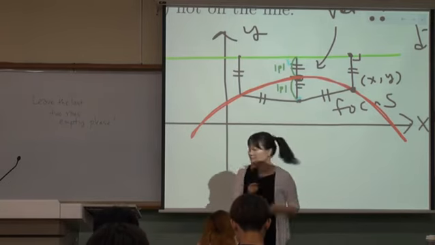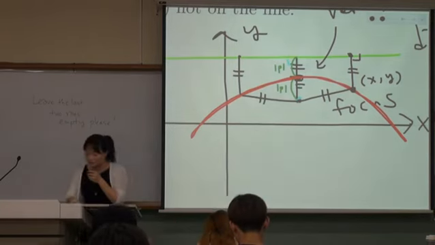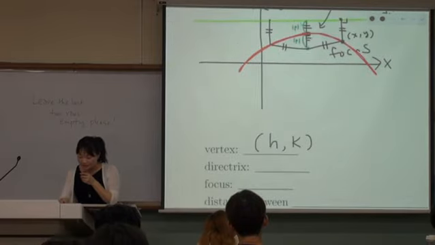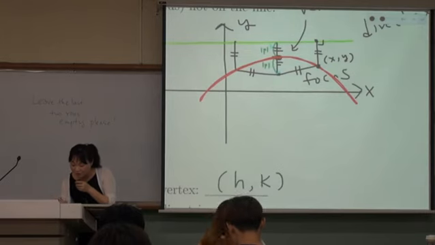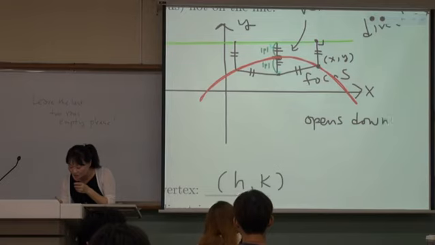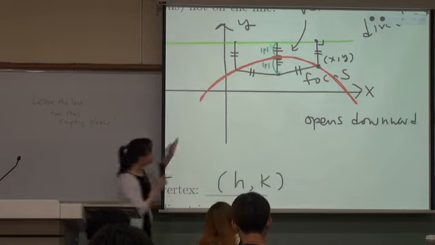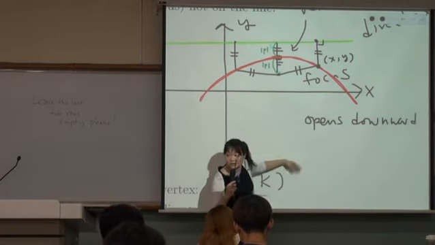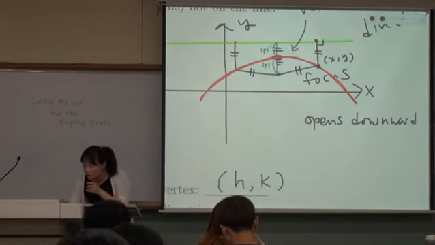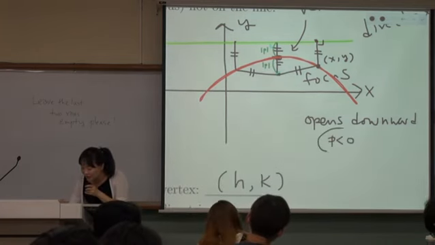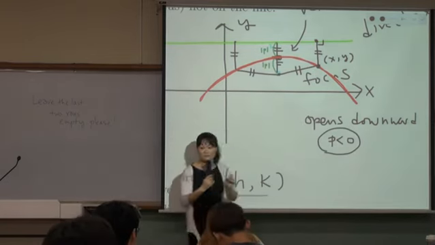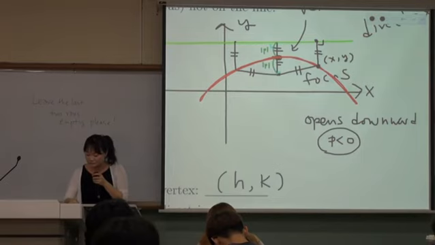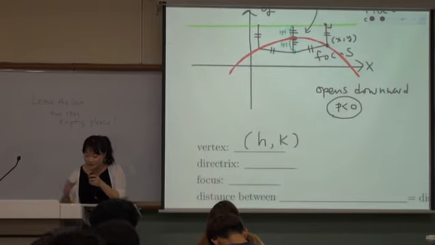Parabola. Right. Okay. So the vertex is h, k. And if the parabola opens downward, right? In such a case, we fix P as negative. P is negative. Okay? So that's how we promise.